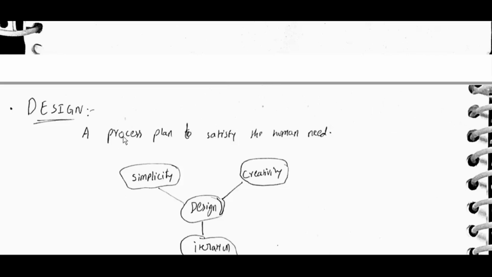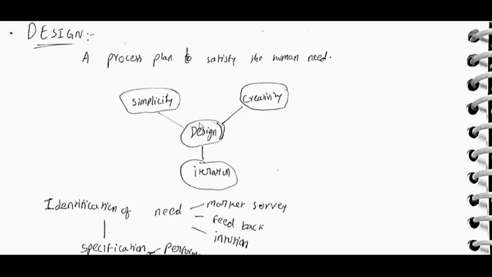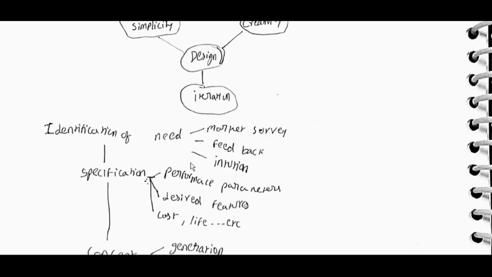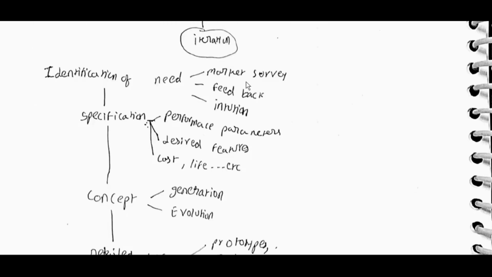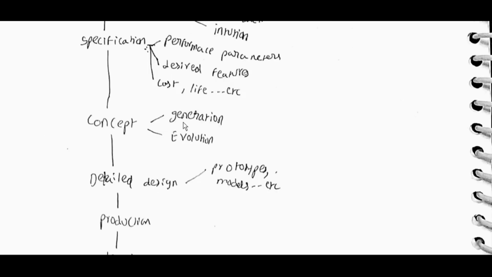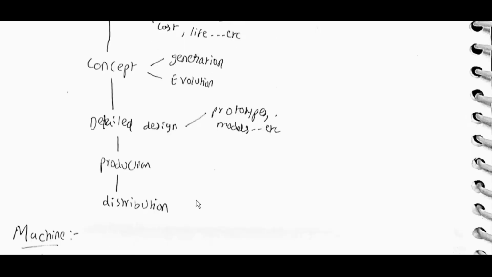Design: a process planned to satisfy the human need. Simplicity, creativity, design, iteration. Identification of need: market survey, feedback, intuition. Specification: performance parameters, desired features, cost, life, etc. Concept generation, evaluation. Detailed design, prototypes, models, etc.